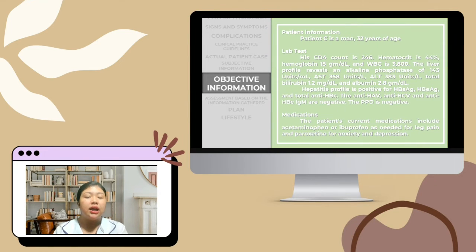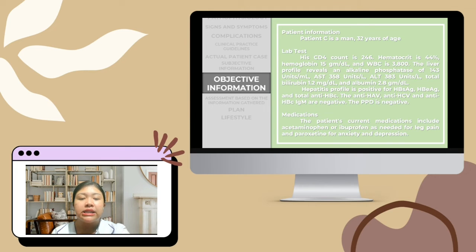It is divided into three: the patient information, the lab test, and the medication. For patient information, patient C is a man, 32 years of age. For lab test, his CD4 count is 246. Hematocrit is 44%. Hemoglobin is 15 grams per deciliter. The white blood cell count is 3,800.